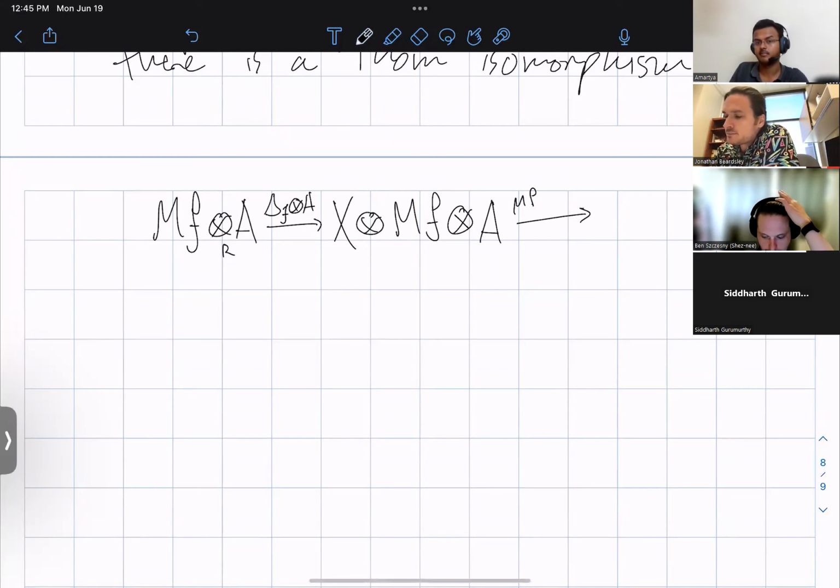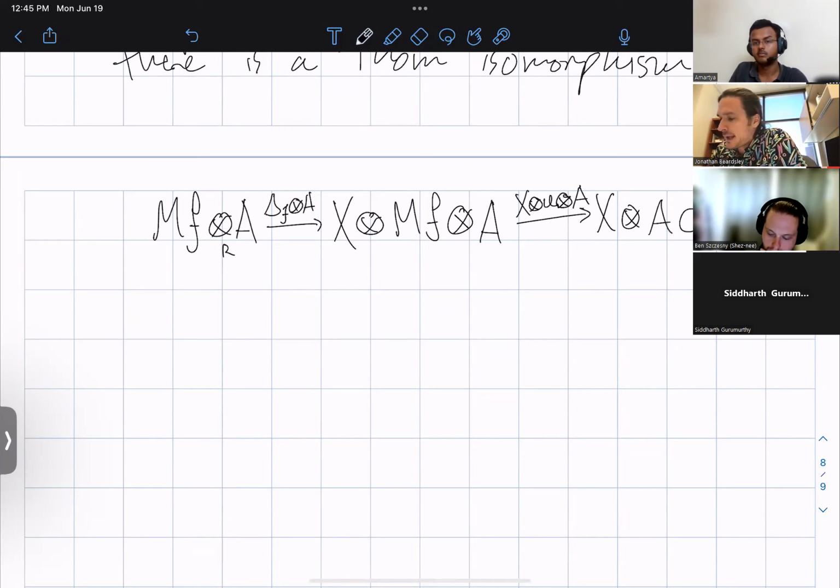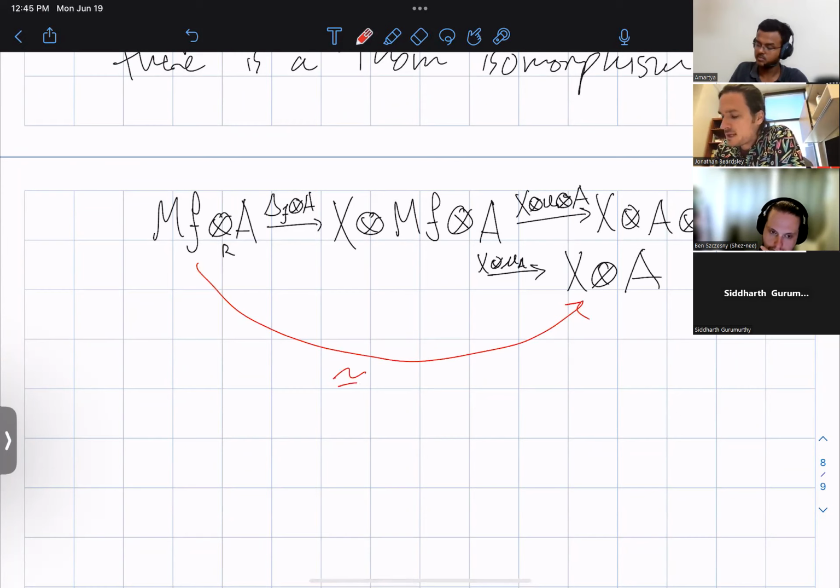So X tensored with my orientation U, tensored with A, takes me to X tensor A tensor A. And then I can apply the multiplication of A to land at X tensor A. And being oriented means that this is an equivalence.